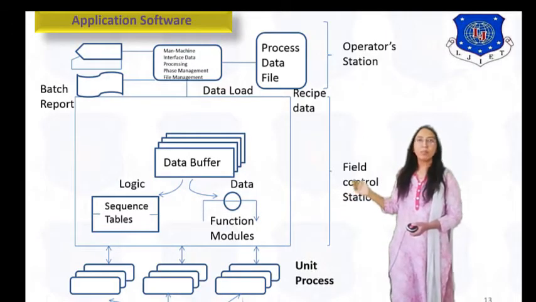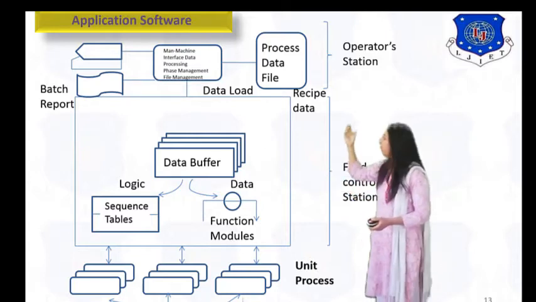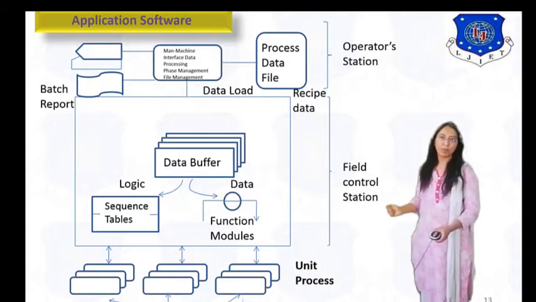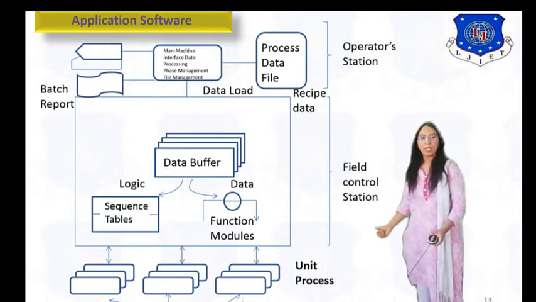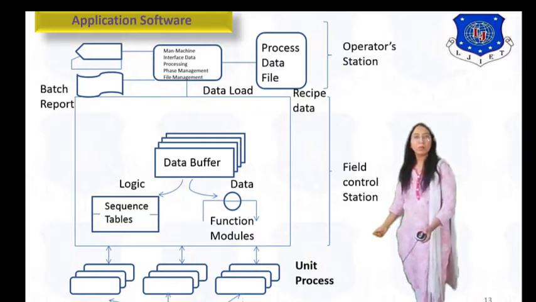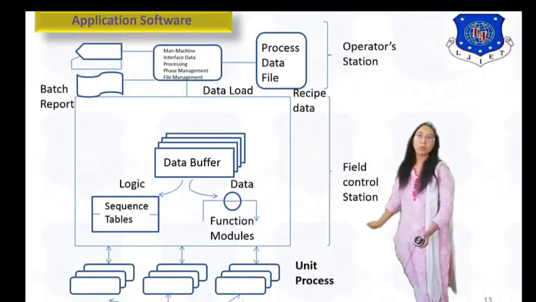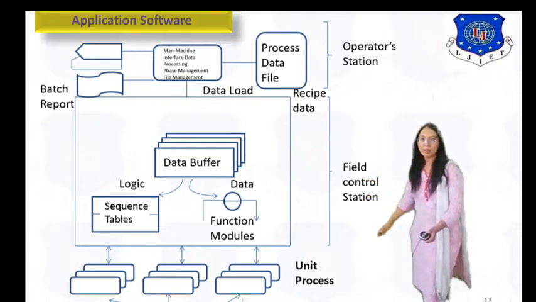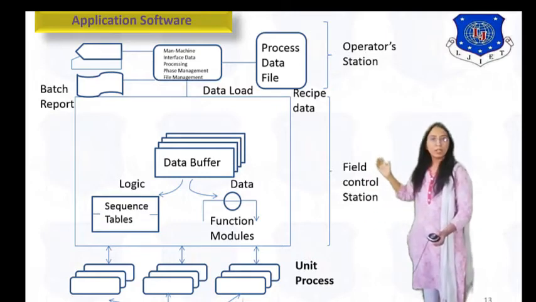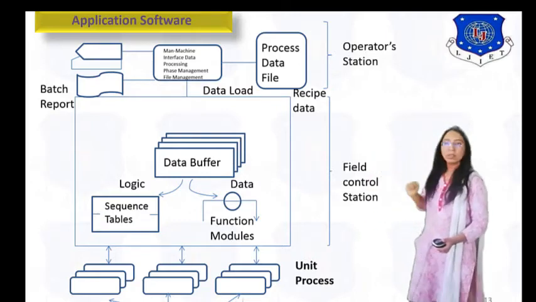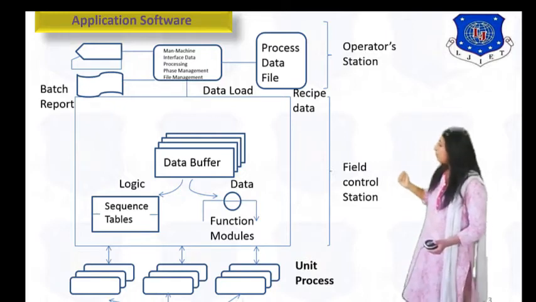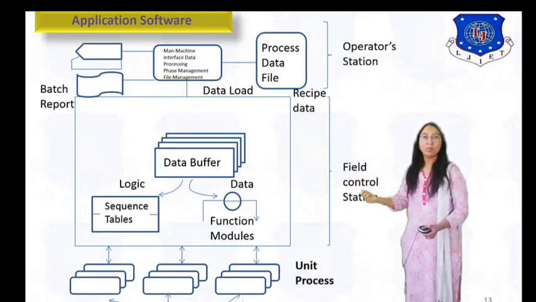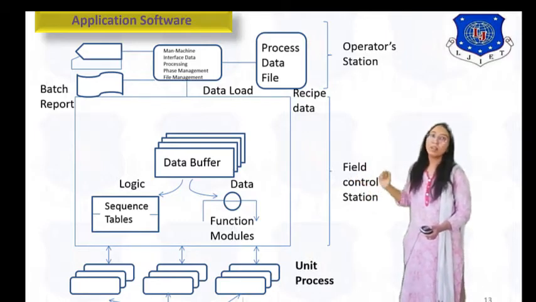Then the second part of system software, that is application software. So here we discuss application software. Here you can see complex task processes are available in unit process, and application software is divided here into three parts: unit process, field control station and operators station. Because we are transferring our data from one level to another level, we have to install software in our system.